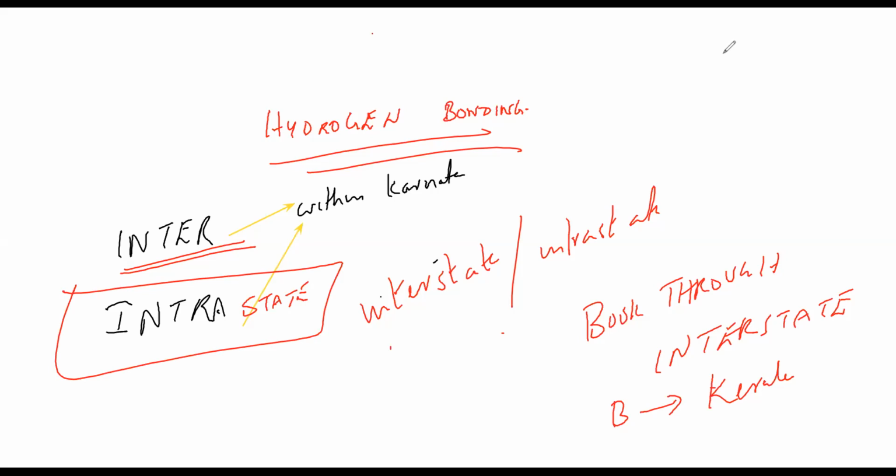Because this is very, very important for our learning. Because hydrogen bonding, there are two types. Okay, fine. I'll tell you what is the definition of hydrogen bonding. Fine, then I'll explain the two types.